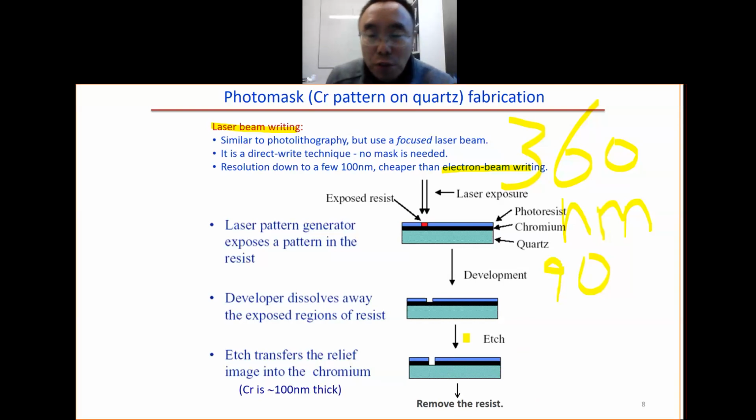So you can make the photomask at the University of Waterloo, the Quantum Nanofab, because we have the laser beam writing in the clean room. Normally the cost to make a photomask for research is about $200.